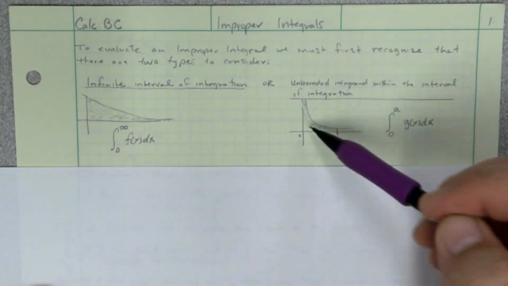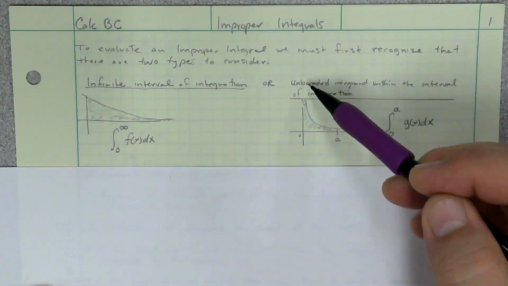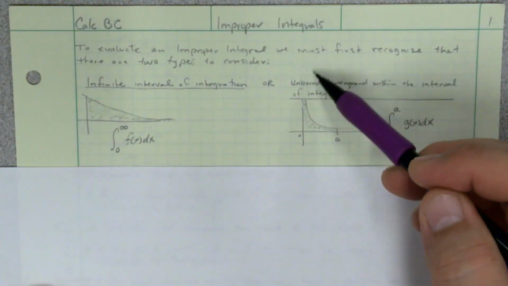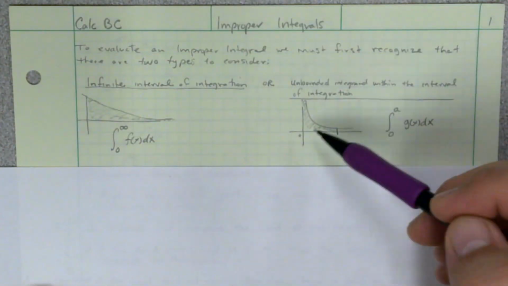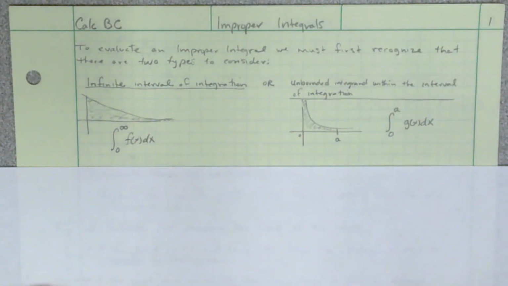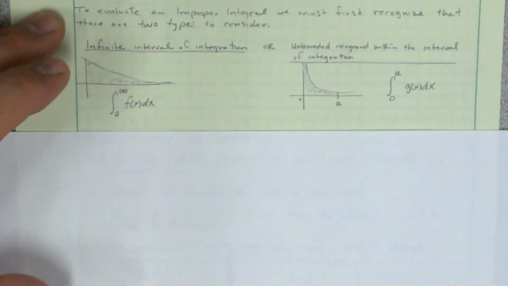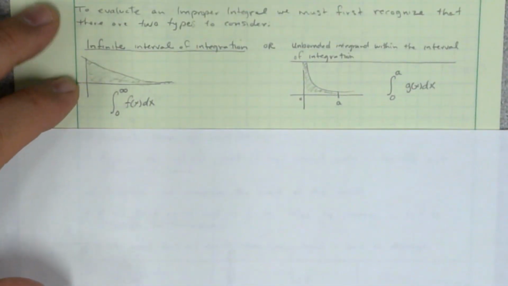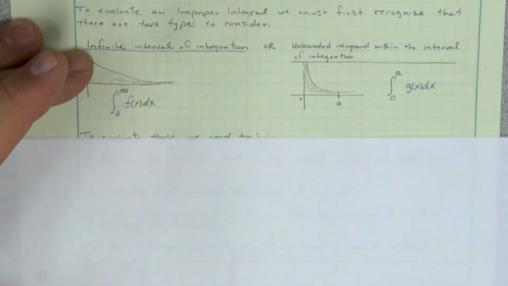So in other words, we have a vertical asymptote that just keeps on going upwards and upwards forever and ever. So we have these two situations. We're going to take a look at how to deal with these things, and I'll give you the steps and then we'll go ahead and get busy with some examples of different types.